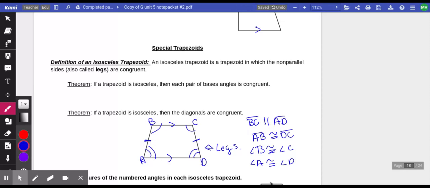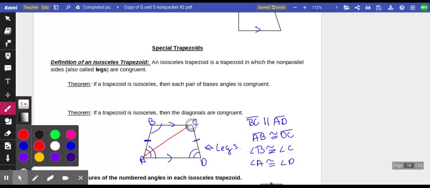If a trapezoid is isosceles, then the diagonals are congruent. So the diagonals go from A to C and B to D. So if it's isosceles, those two red lines are also congruent.